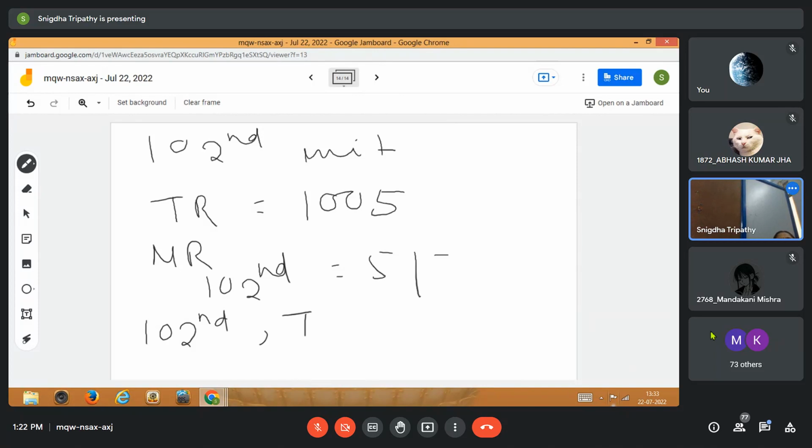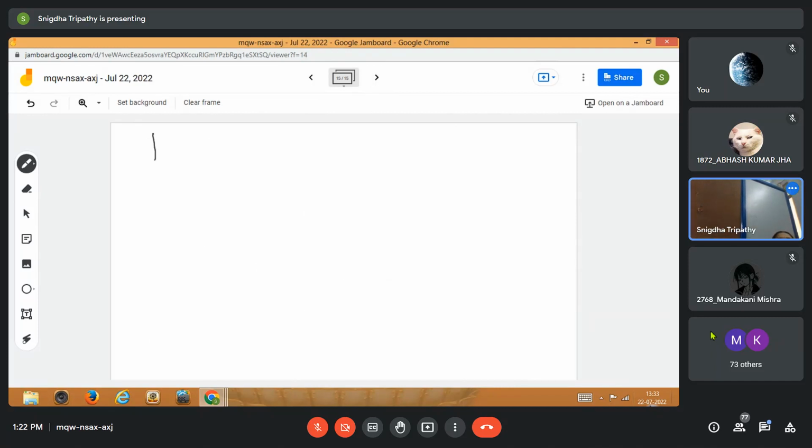Suppose total cost is equal to 907. Then what is the marginal cost of 102nd unit? Marginal cost of 102nd unit is equal to 7.